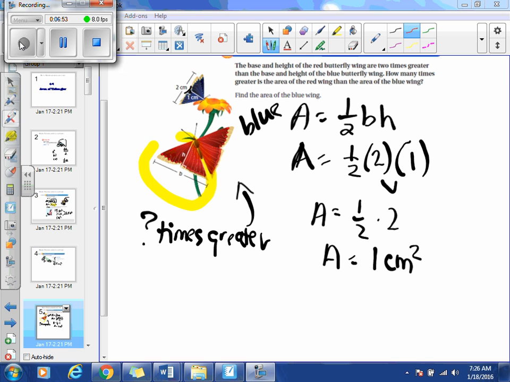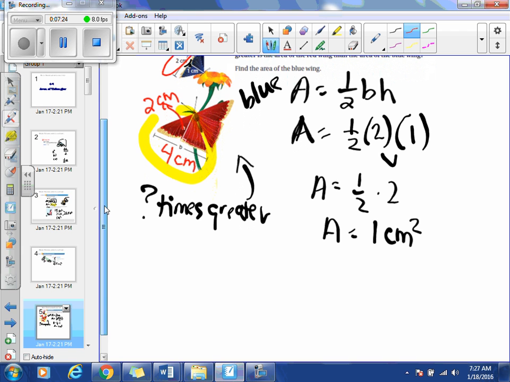Then, our word problem says the base and height of the red butterfly wing are 2 times greater than the base and height of the blue butterfly wing. So if the base of the blue is 2 centimeters, the base of the red is 4 centimeters. And if the height of the blue is 1 centimeter, the height of the red is twice that, or double that, which would be 2 centimeters. So now, the question is, if the base is twice as long as the blue one, and the height is twice as long, will the area be twice as much? What do you think?